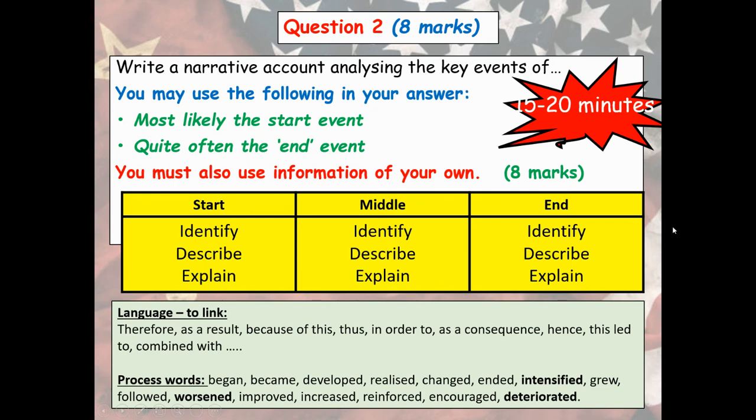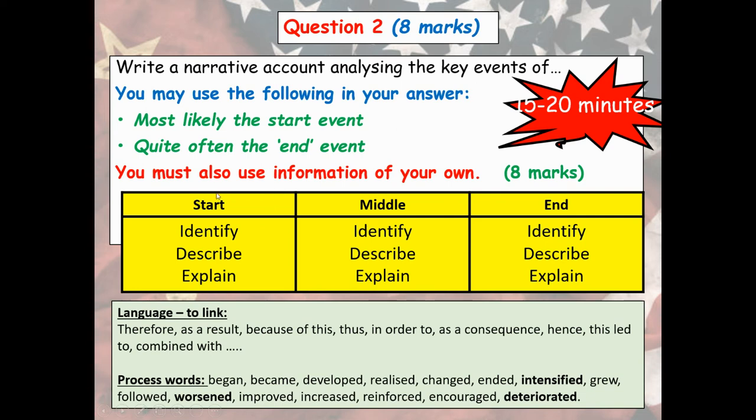These are some examples of keywords for you to use, some process words. Like I said, the bullet points will usually be a start event, but that's not necessarily the case. The 2 bullet points will represent either your start, your middle, or your end, 2 of those 3. You have to include information of your own, so don't just depend on those 2 bullet points. You have to add a third.